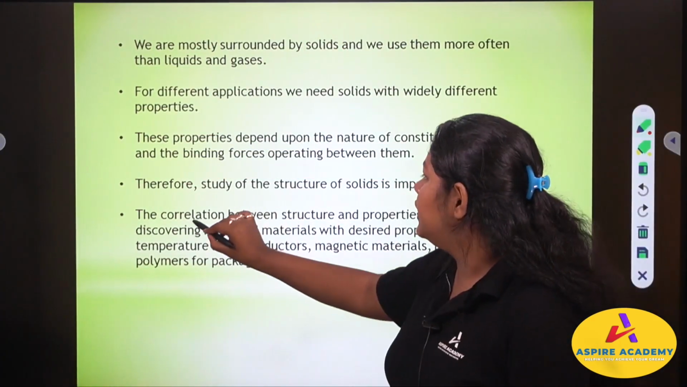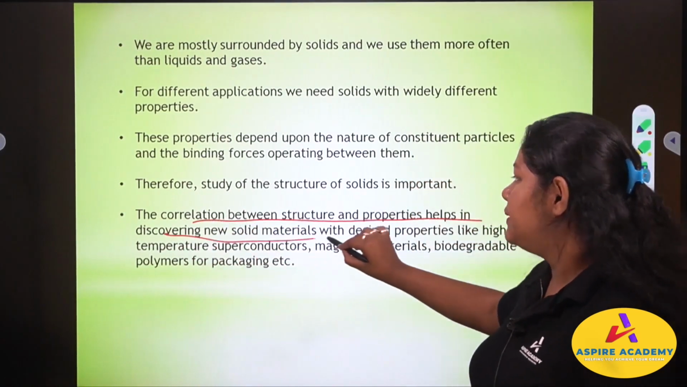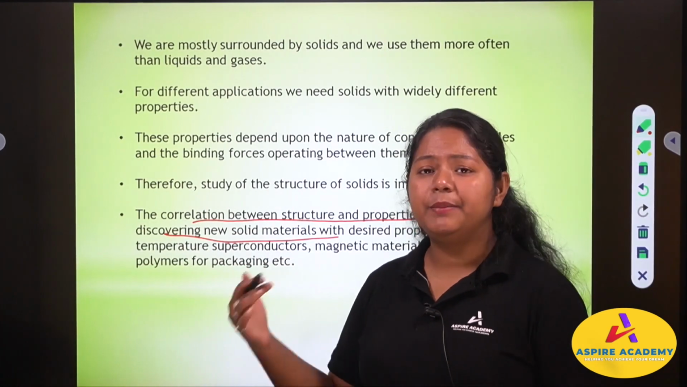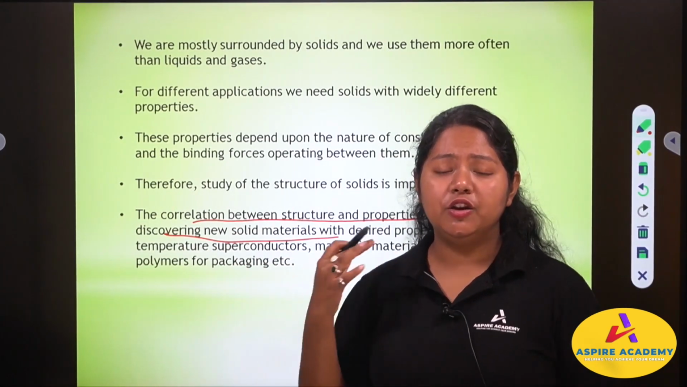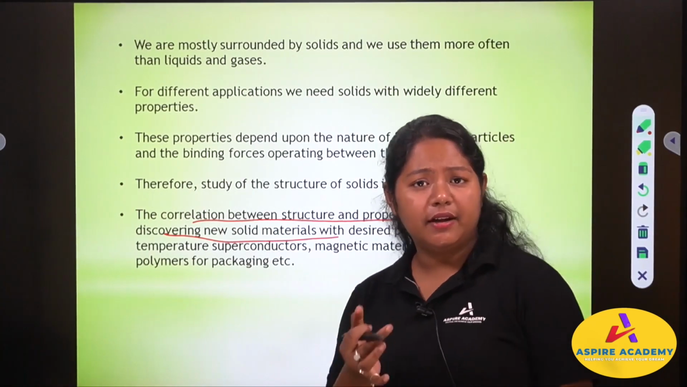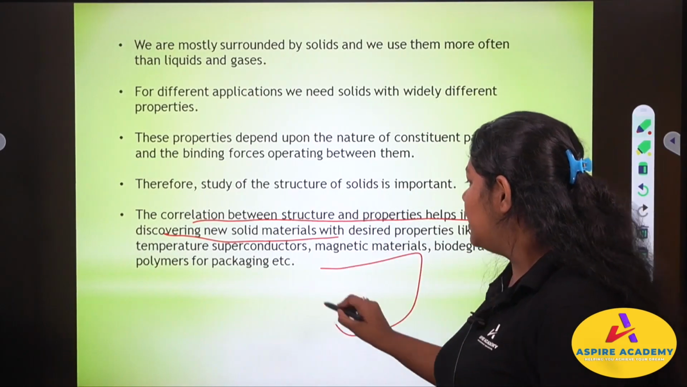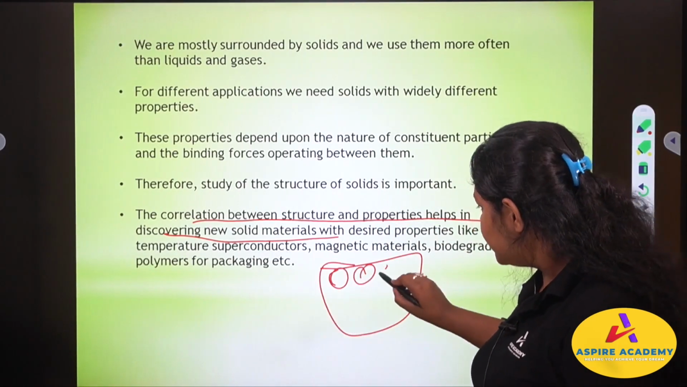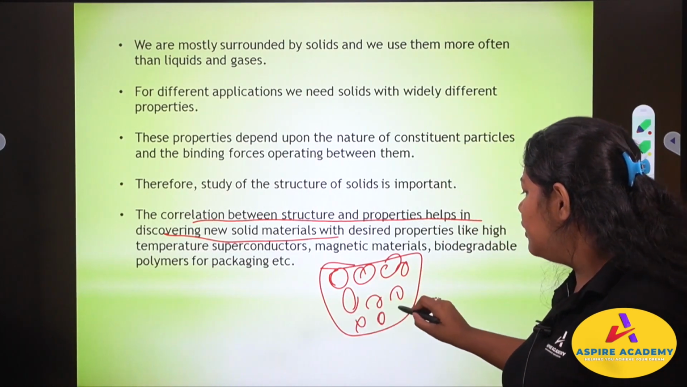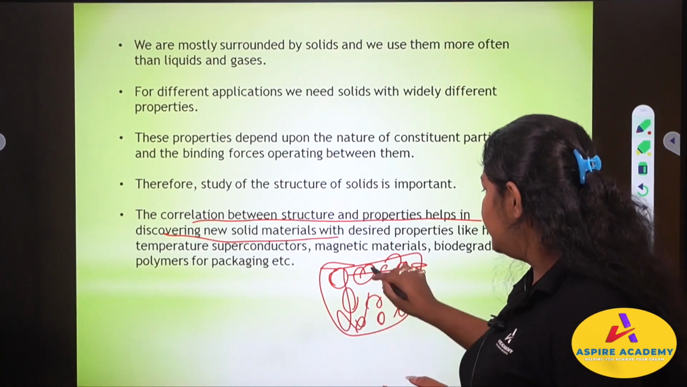The correlation between the structures and properties helps in discovering new solid materials. Like I said, when we understand the basic properties, we will be able to develop numerous new particles that will be useful for humankind, correct? So the correlation between what the structure of the solid is and what the properties of the constituent particles are. Are they in random motion? Are they moving in one direction or in random directions?